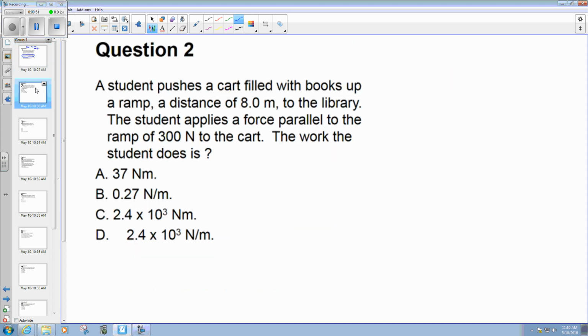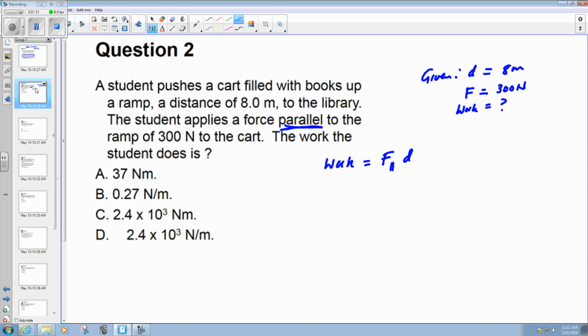Question number 2 talks about a student moving an object not parallel to the lamp, and the force is applied parallel to the lamp. So if we apply what we did in the last question, work is force times parallel distance to the lamp. What are we given? We are given the distance, which is 8 meters, and the force, which is 300 newtons, and we are trying to find the work.